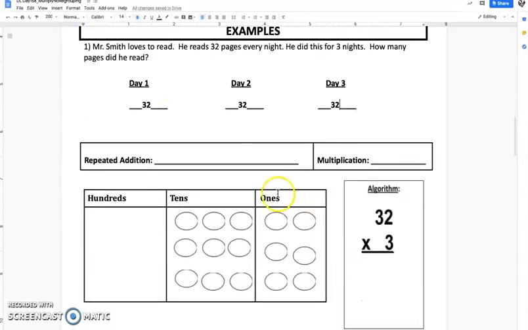So we've already shown a visual of what's going on. Now, if we wanted to do it as repeated addition, we would do 32 plus 32 plus 32 equals, and if we wanted to represent it as a multiplication problem, we would simply write 32 times 3. Now let's figure this out. 32 plus 32 plus 32.